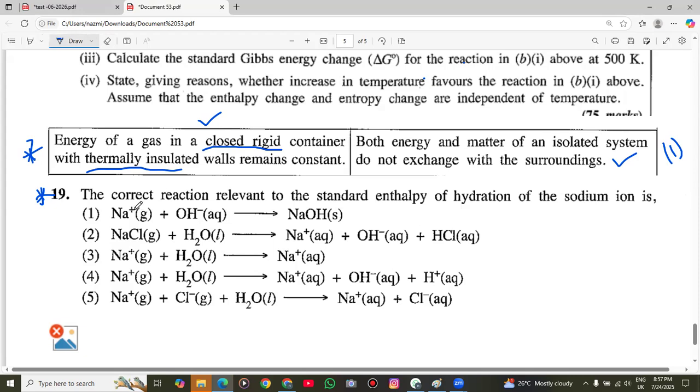Okay. The 19th one: the correct reaction relevant to the standard enthalpy of hydration. Hydration is when an ion in the gaseous state is dissolved in water to form an aqueous solution of 1 mole per decimeter cube. According to that, it should be an ion, so the second one we can't take. OH minuses are not involved, and Cl minuses are not involved, because they are asking about hydration of the sodium ion. So the correct answer is the third one: sodium plus gas with water liquid gives sodium plus aqueous. When it comes to energetics, the physical state of the reactants is a must. You have to look at them carefully. So I hope that's clear.